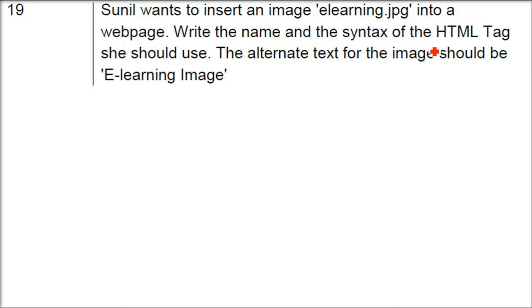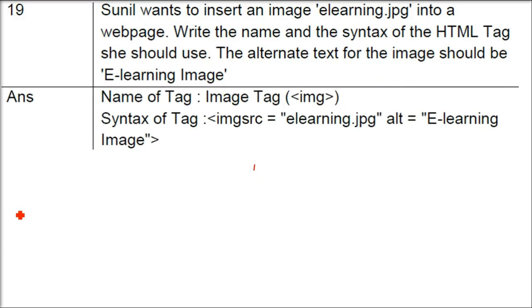Sunil wants to insert an image, e-learning.jpg, into a web page. Write the name and the syntax of the HTML tag she should use. The alternate text for the image should be e-learning image. For that, what will we do? The answer is in front of you, but you have to write it in different ways, because these are 2 questions being asked, not 1 question. So you have to write the answer of each part. You cannot just combine them. Then only you will get the whole marks, full marks.